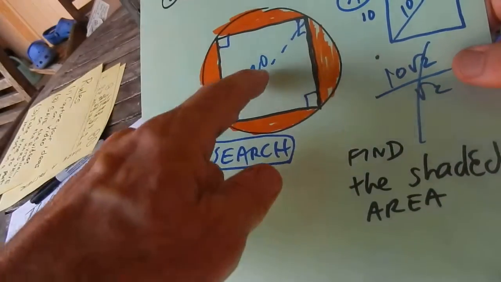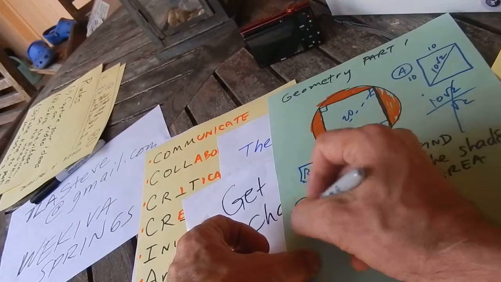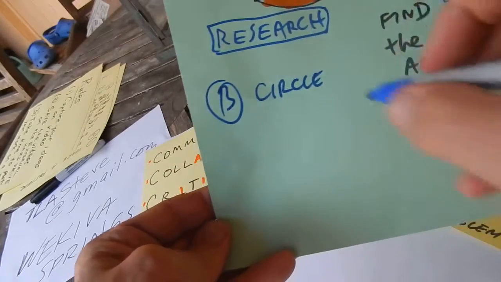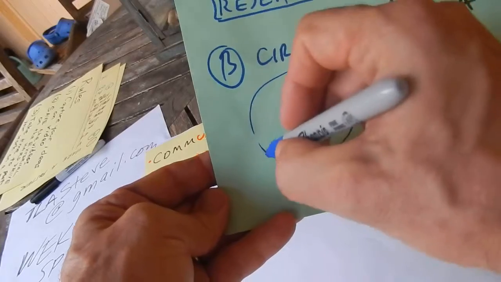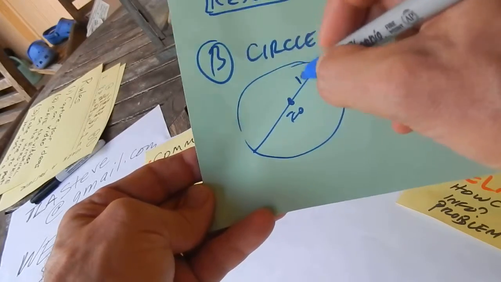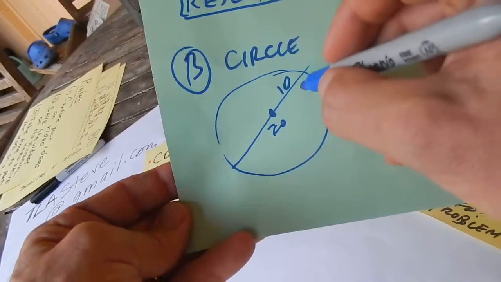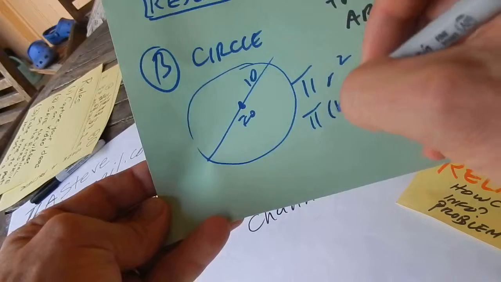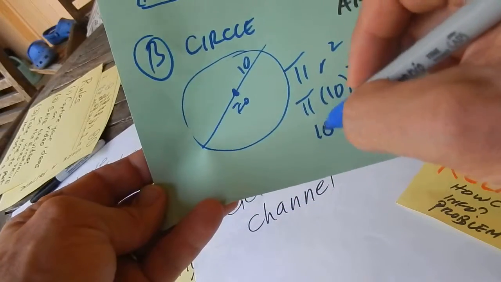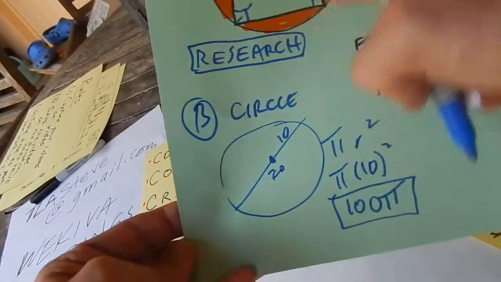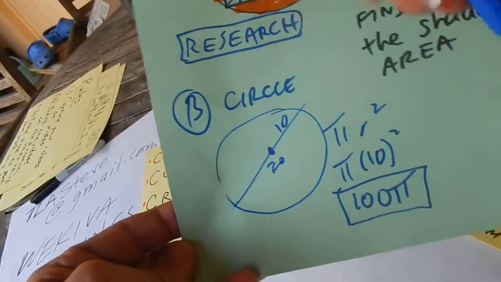The other thing to do is the circle. I know that this line here is 20, so it's 10 for the radius. Remember pi r squared? So it's pi times 10 squared, so 100 pi is the area of the whole circle. So I just have to subtract the square's area.